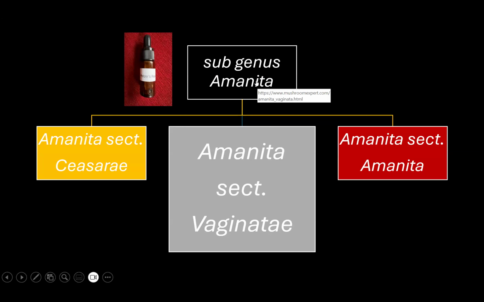So Amanita was divided into two subgenera: Amanita subgenus Amanita and Amanita subgenus Lepidella. And when you applied Melzer's to members of Amanita subgenus Lepidella, like this Amanita citrina at Michael Kuo's website, as you look at the spores, you can see that they're amyloid, that they reacted and turned blue.